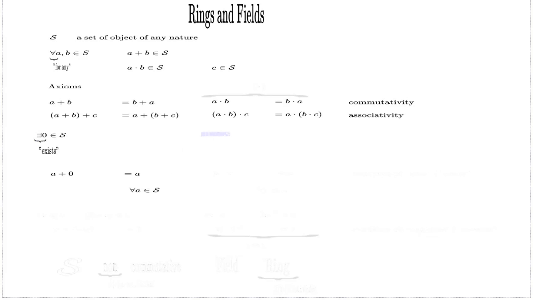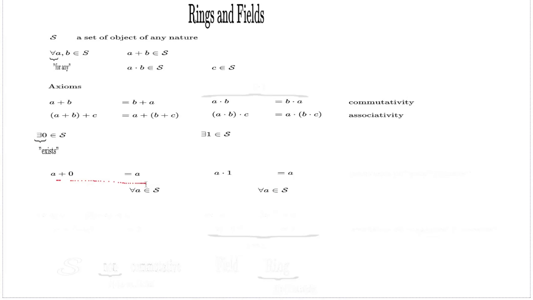Similarly, there must be a neutral element for the multiplication operation, which is the unity element. That's the element which possesses the property that if you multiply any other element A of your algebra by it, the result will be the same as the initial element A, and that should be true for any element of S. We call these the existence of these two properties.